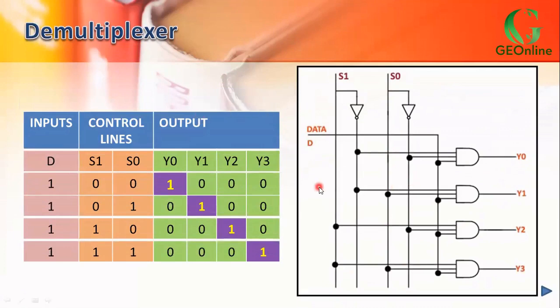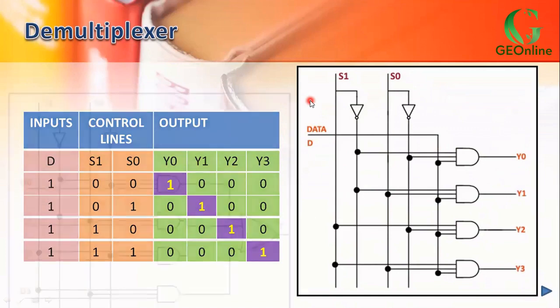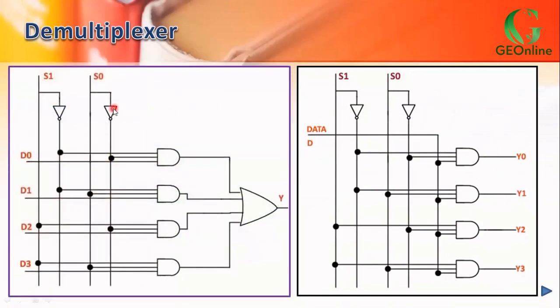This is the logic diagram of demultiplexer, in which we have only single input line and 4 output lines. S0 and S1 are control lines. If we consider multiplexer circuit, it is very easy to understand demultiplexer circuit. This is the multiplexer logic circuit, in which we have 4 inputs which club together into a single output. And in the demultiplexer we have a single input which splits up into 4 outputs, Y0, Y1, Y2 and Y3. So these are the only differences in the logic circuit between multiplexer and demultiplexer.